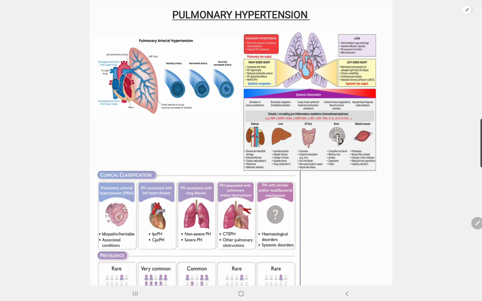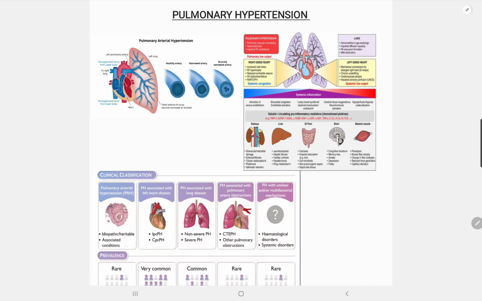Now, what are the signs and symptoms of pulmonary hypertension? The symptoms during the initial stage of the disease are common to many other medical conditions, for example, difficulty breathing and fatigue. This often results in a delayed diagnosis until more severe symptoms arise, like dizziness, chest pain, ankle swelling, or feeling the heart race or pound, which we call palpitations.